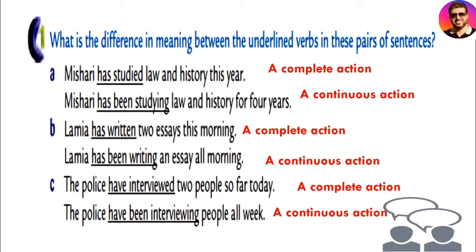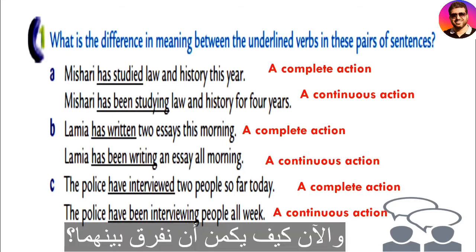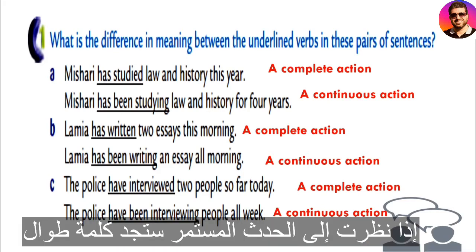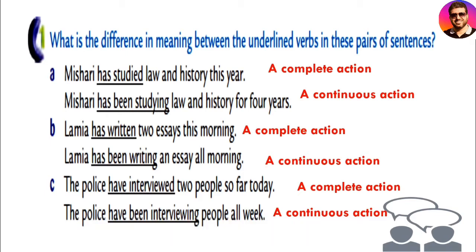Right. So as you see here, we have the difference between the present perfect simple and continuous. In the present perfect simple, in the first sentence, we have a complete action. It happened and finished. But the second one is a continuous action. Now, how can we mark the difference here? If you look at the continuous action, you will find the words all morning, all week, and then for 4 years.